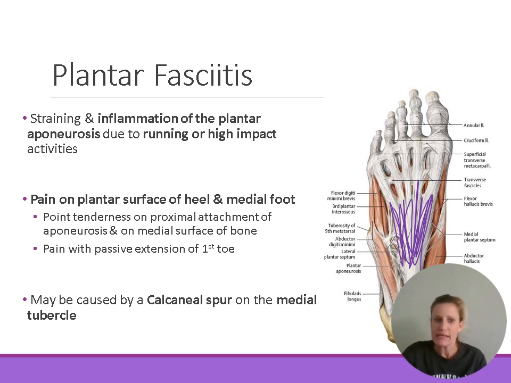We also see pain with passive extension of the first toe. So if you pull the first toe, the big toe, upward, extending that first toe, that stretches out the aponeurosis and causes an increase of pain. Pain is further exacerbated by dorsiflexion of the ankle.